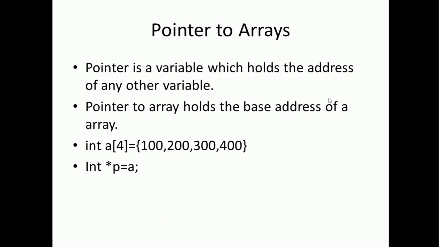Now, pointer to array. As we know, a pointer can point to any other variable. The variable can be of type integer, float, character, etc. Similarly, a pointer can also point to arrays. As a pointer can point to any simple variable, similarly it can point to an array also. When a pointer points to an array, it holds the base address of the array.